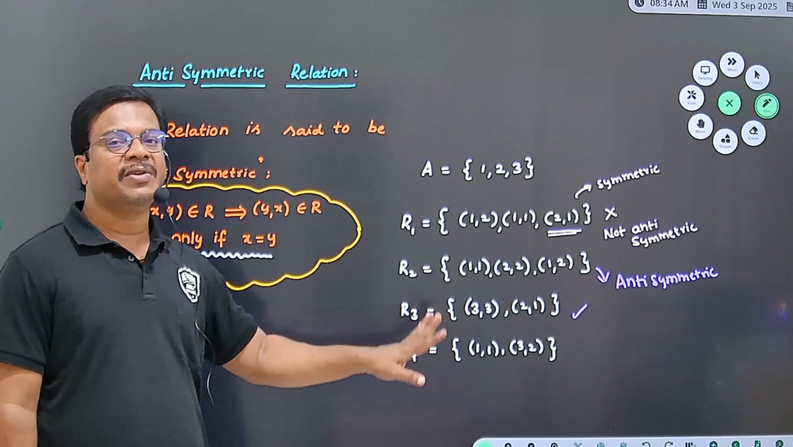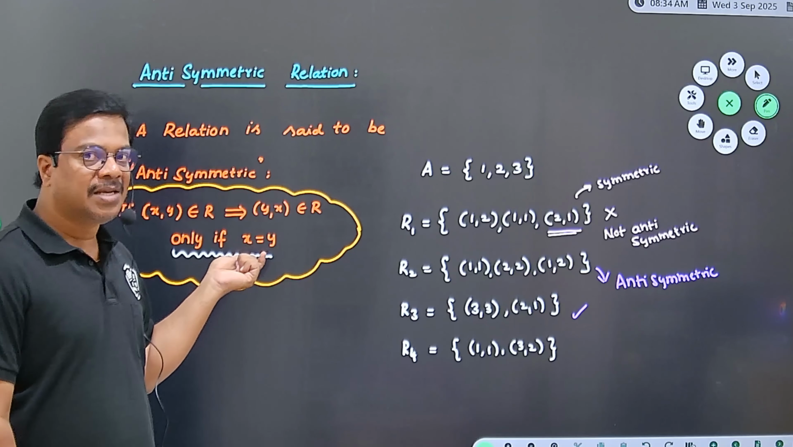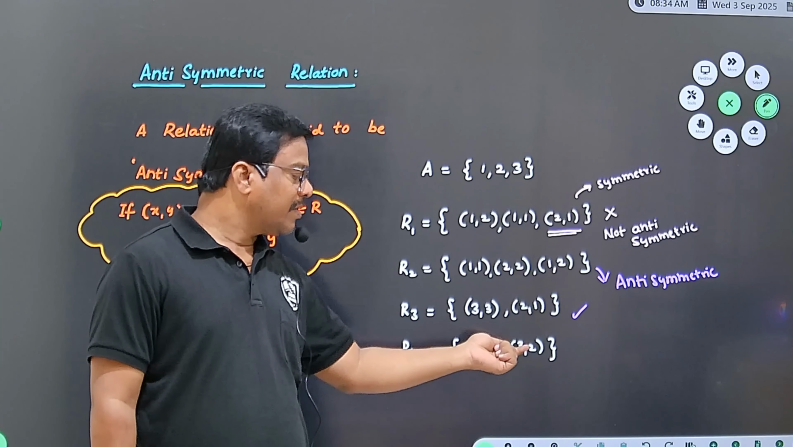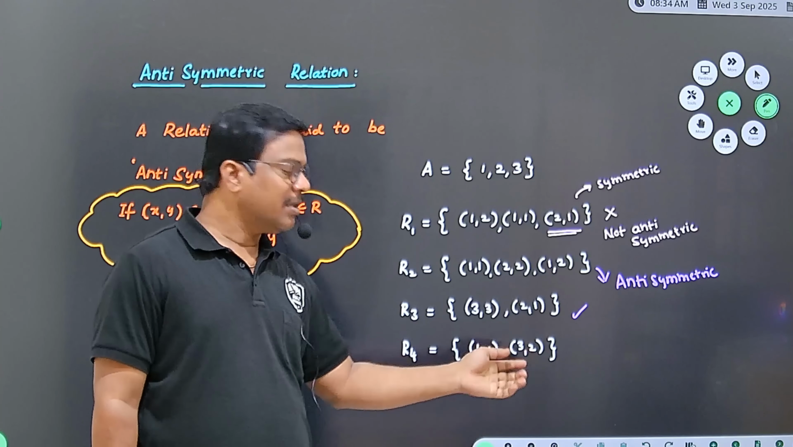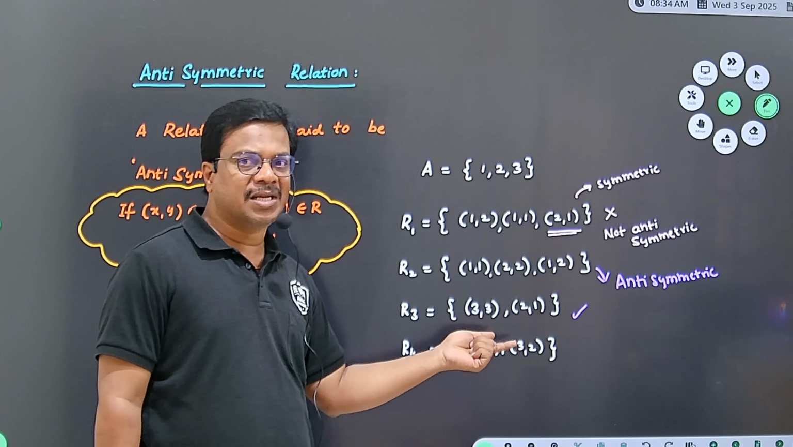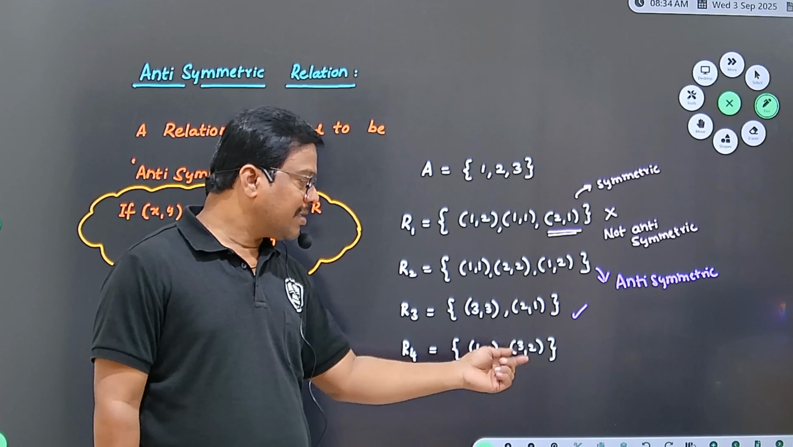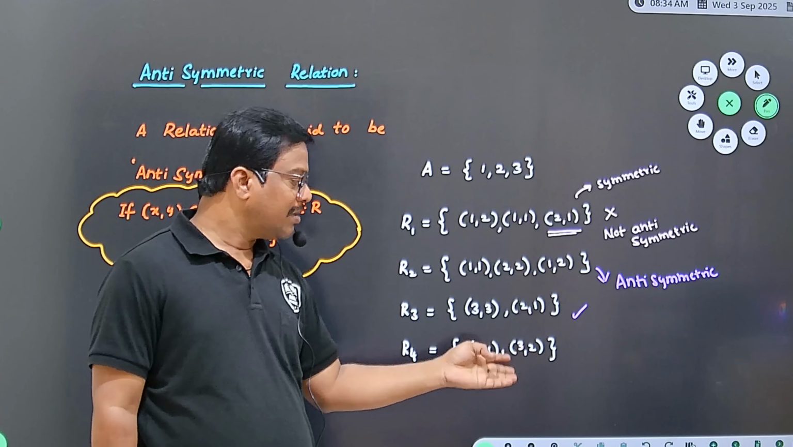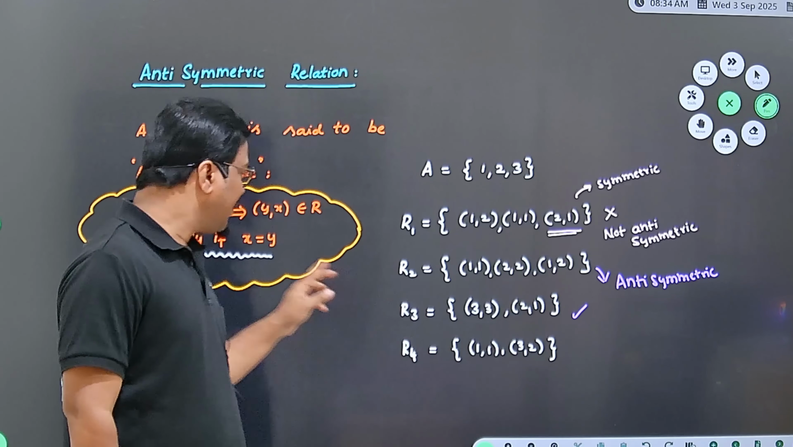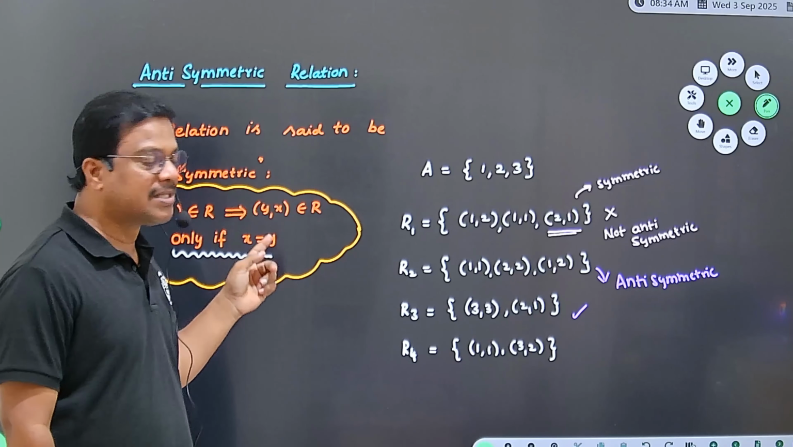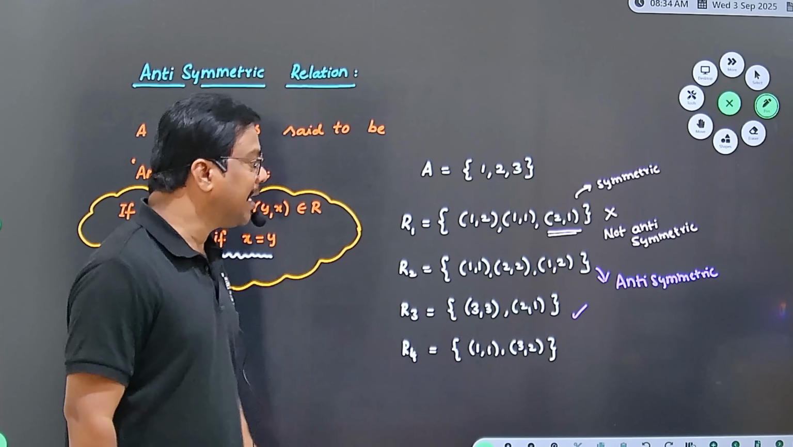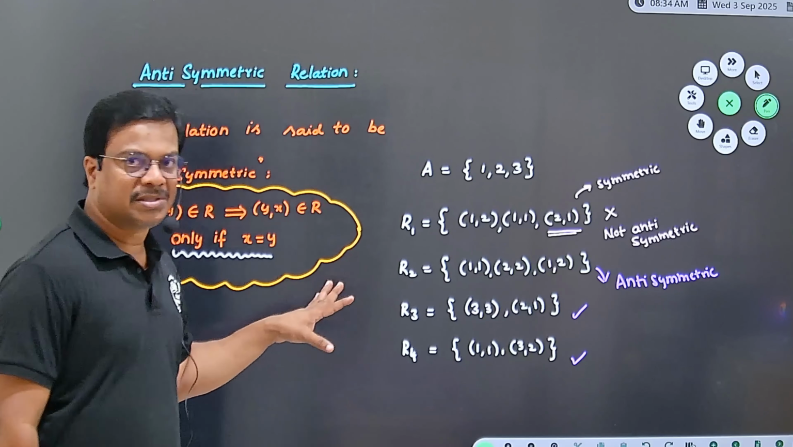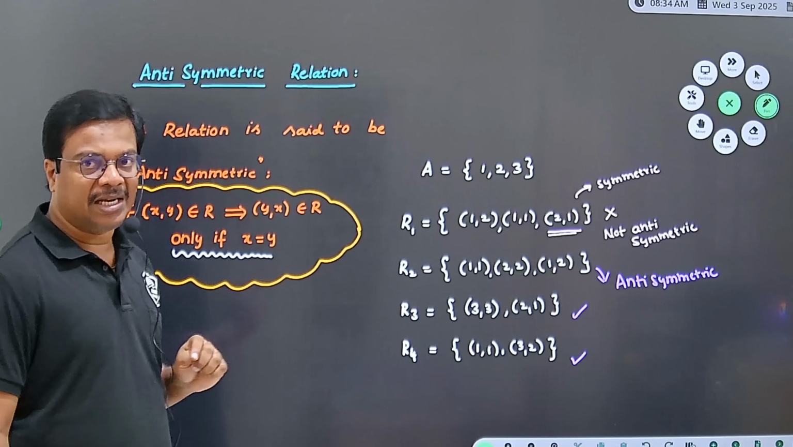Next, 1 comma 1, 3 comma 2. 1 comma 1, obviously since the coordinates are same, that must be present in that relation. 3 comma 2, only 3 comma 2 is there. There is no 2 comma 3. Why? Because x comma y, they are unequal here, so there is no 2 comma 3. Only when equal, then only you have to write in the reverse manner. So it is clearly antisymmetric. These are different examples for antisymmetric relation.